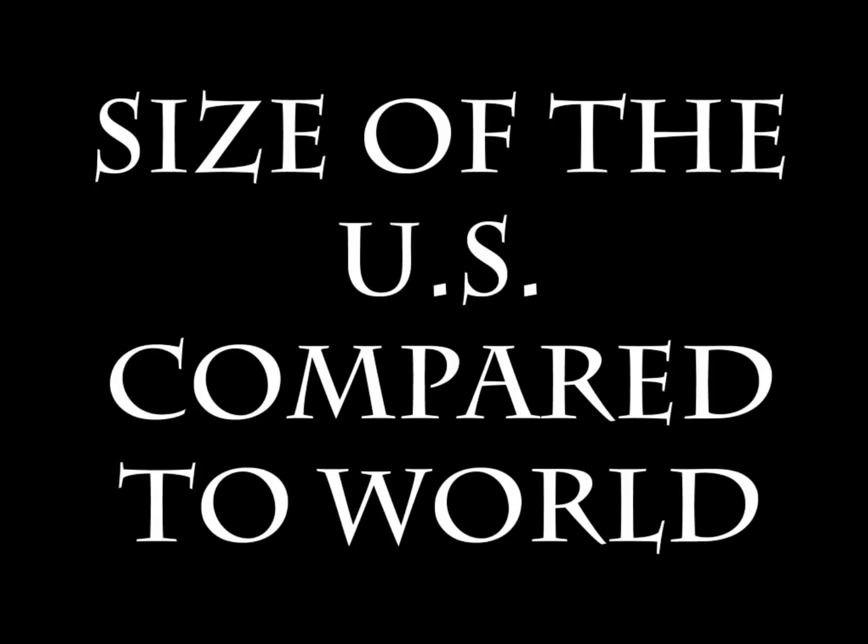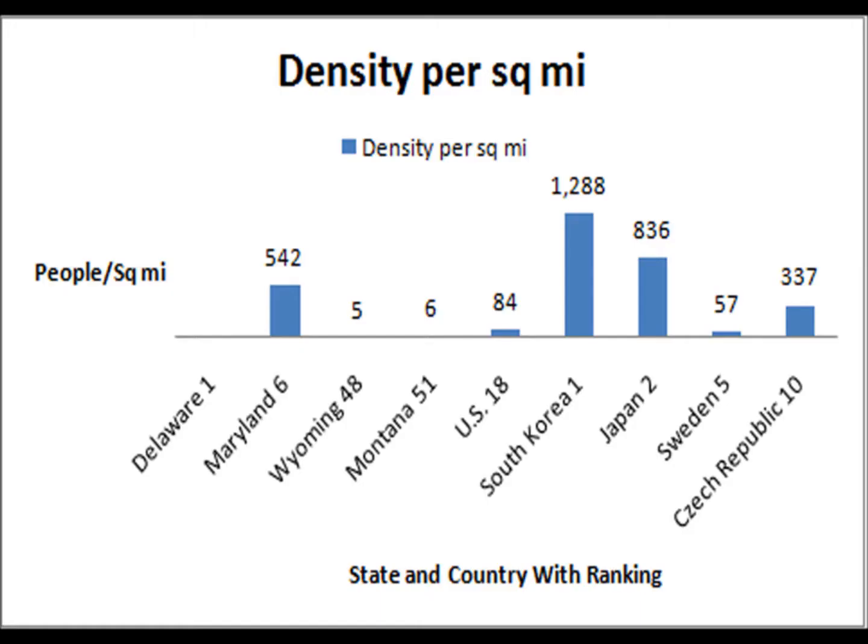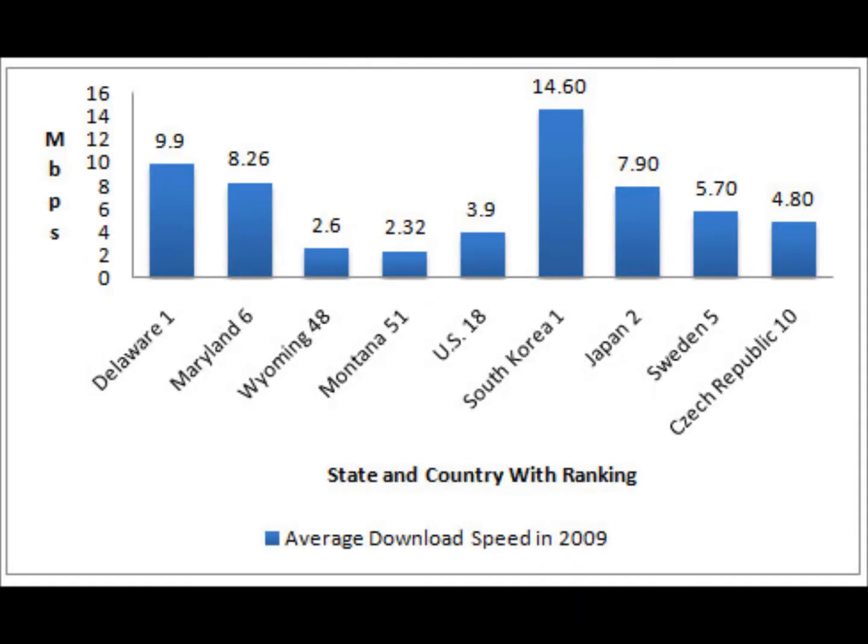The size of the United States compared to the rest of the countries is incredible. When the land area of all top 10 countries is combined, it results in about 540,000 square miles, 6.5 times smaller than the United States. This means that the expense to upgrade our entire nation is far greater than it is for most countries.